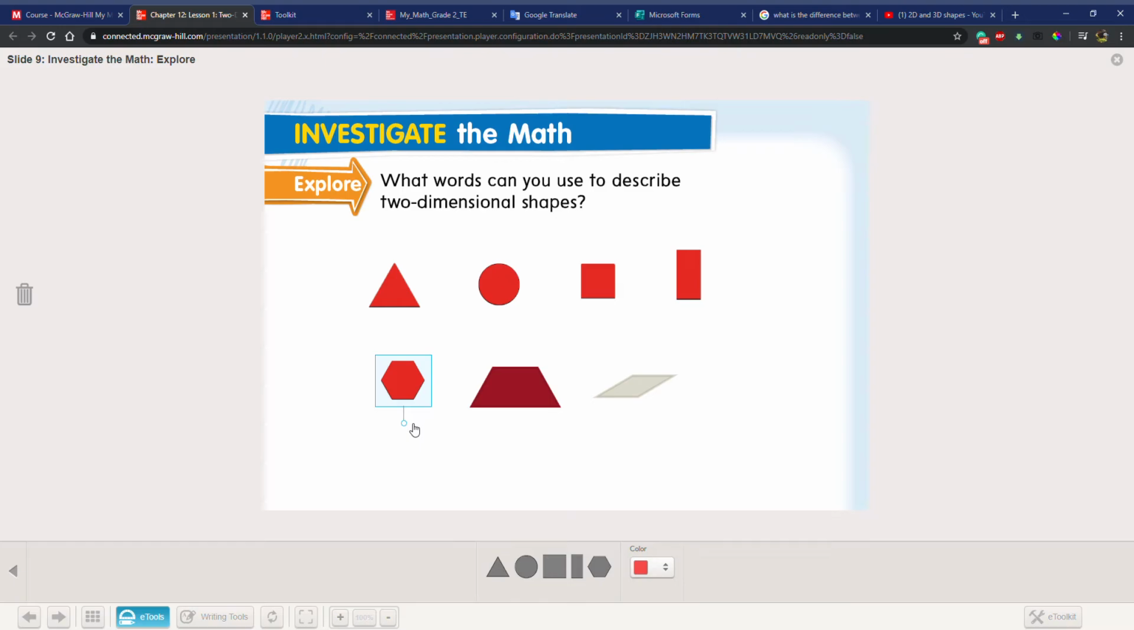I said pentagon for this one and it was my mistake. This is hexagon. What is hexagon? 1, 2, 3, 4, 5, 6. Hexagon has 6 lines in its shape. What about pentagon? I said pentagon by mistake for this shape, but it's again hexagon. Hexagon has 6 lines. Pentagon is the same shape as hexagon, but instead of having 6 lines, it has 5 lines.